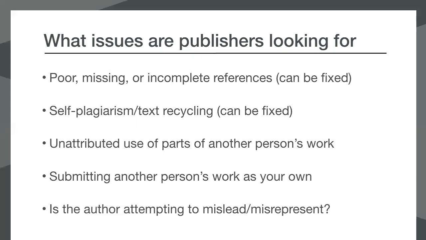So what are some of the issues that publishers are looking for? Poor, missing or incomplete references. This can be easily fixed. Self-plagiarism or text recycling. This is the use of one's own previous work in another context without citing that it was used previously. It's a common mistake, and again, it can be fixed. Other more serious things might be unattributed use of parts of another person's work without citing, submitting another person's work as your own, or attempts by the author to deliberately mislead or misrepresent their work.